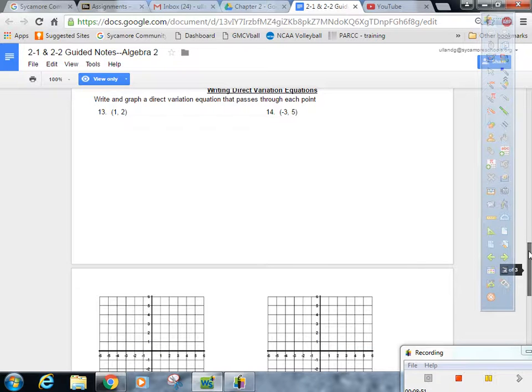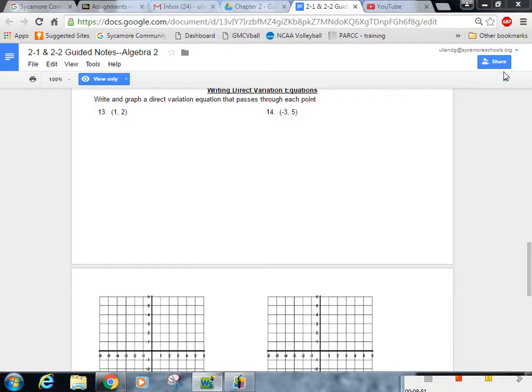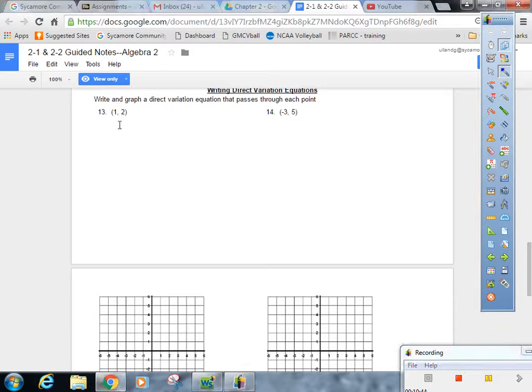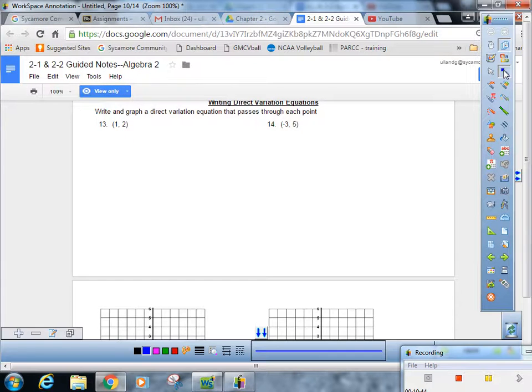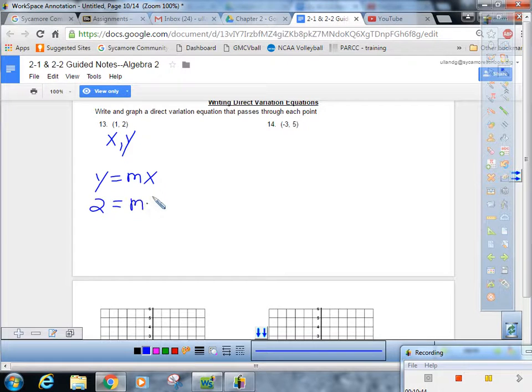Okay, write and graph a direct variation equation that passes through each point. Okay, so look, this is x. And this is y. Alright, so you remember the equation is y equals mx. So you just write 2 equals m times 1. This is so weird because it's so easy. Divide each side by 1, you get m is 2. So our equation is y equals 2x.